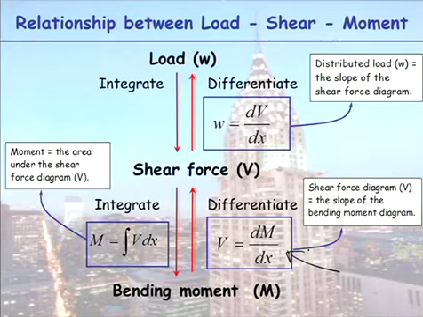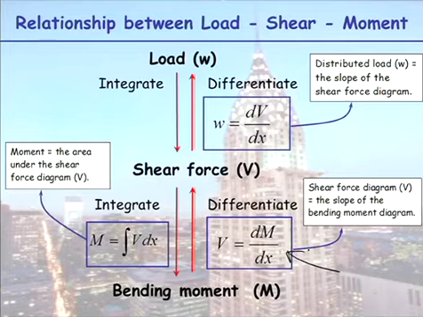Now once again, positive normally means upward slope. You have to remember we're drawing our bending moment positive down. Okay? So a positive shear force means when we come to draw our bending moment diagram, it will be sloping down. A negative shear force means when we come to draw our bending moment, it will be sloping up.